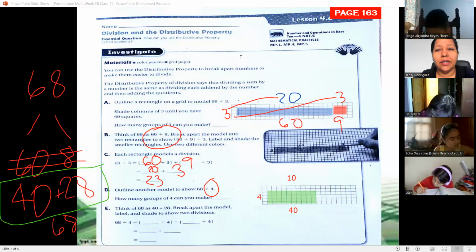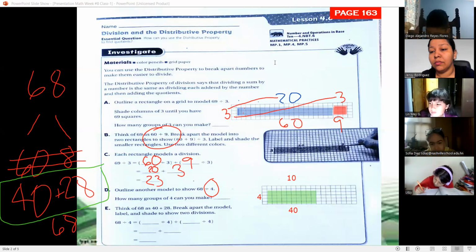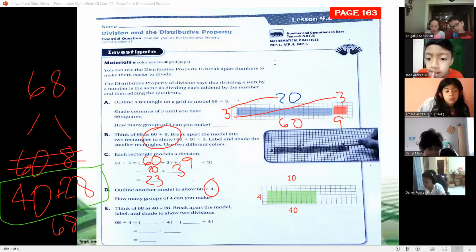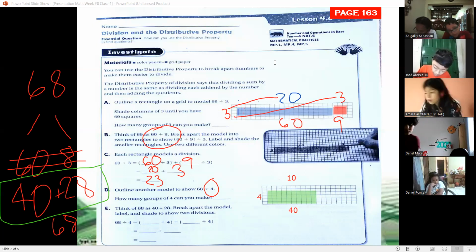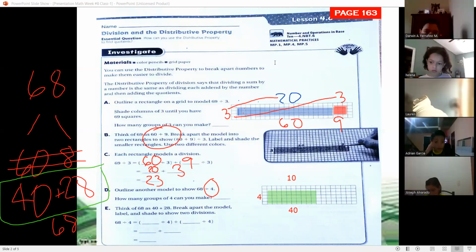So I need to find how many rows of 4. There is a number in the multiplication of 4 that gives us 28. Guys, only Lin May is answering. I can see some of you are eating, paying attention to other things.